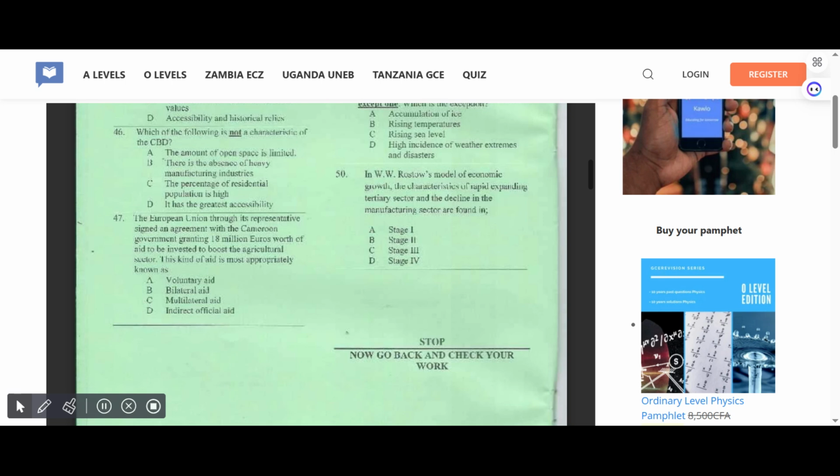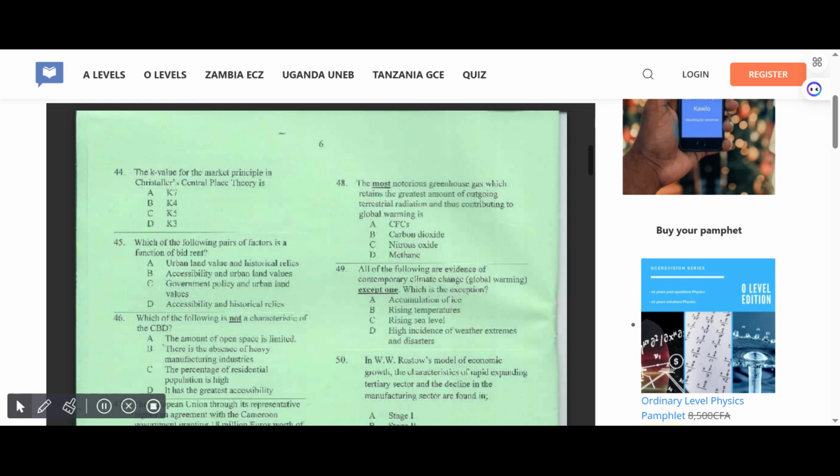The European Union, through its representative, signed an agreement with the Cameroon government granting 18 million euros worth of aid to be invested to boost the agricultural sector. This kind of aid is most appropriately known as. Correct answer is C, multilateral aid.